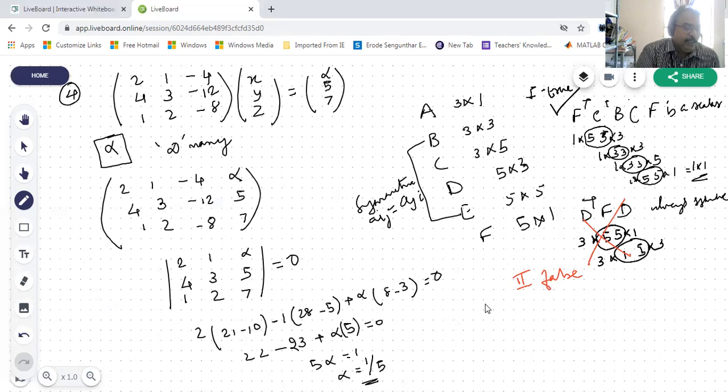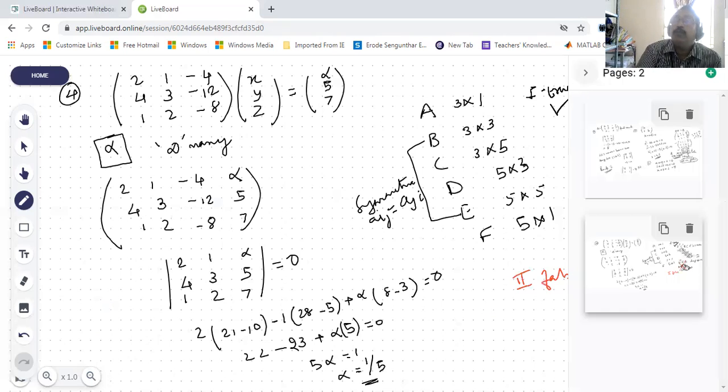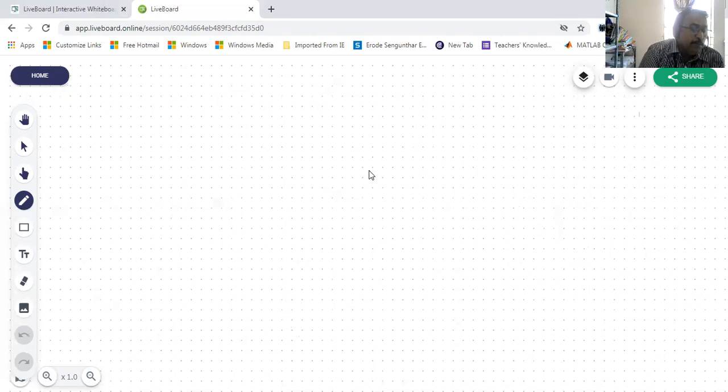Right? So there are some problems which are very interesting. A, B, C, D are all n cross n matrices.